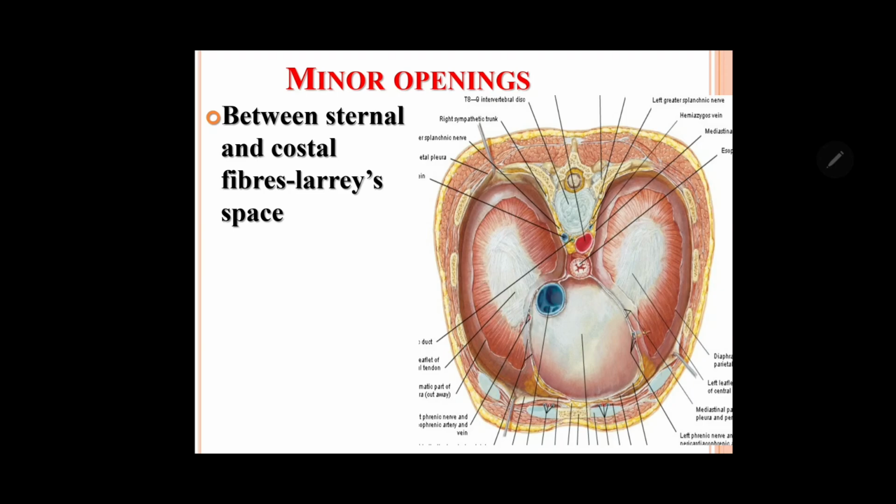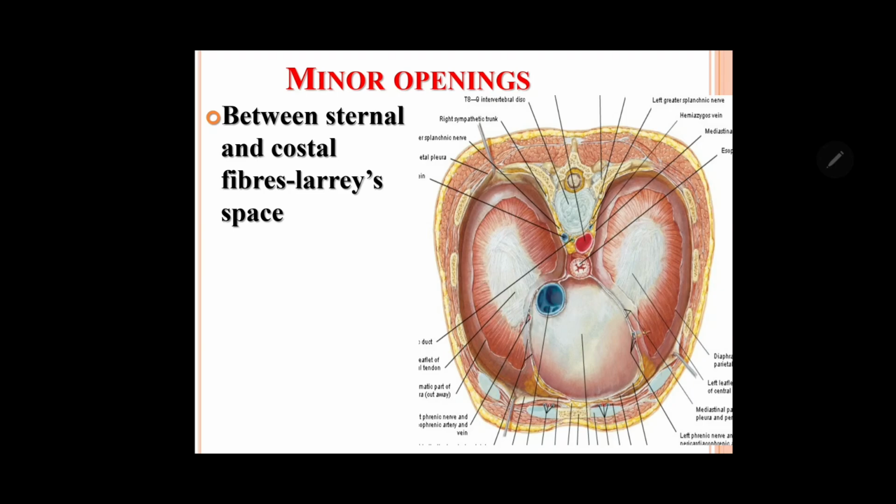The ligament joining the right and left crus is the median arcuate ligament. So the aortic opening is lying behind the median arcuate ligament. The right side has the right crus, the left side the left crus, and posteriorly the T12 vertebra. So these are the boundaries of the aortic opening.